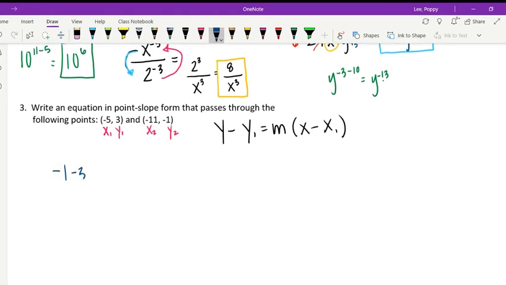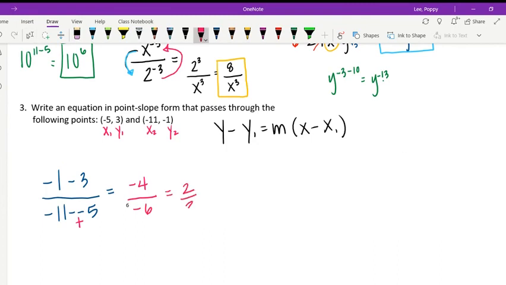We're going to do negative 1 minus 3 over negative 11 minus negative 5. Be careful, all those negatives right there. So up top, we have negative 1 minus 3 gives us negative 4, over negative 11 plus 5 is negative 6. So now reduce that. Negative over negative is positive 2/3. That is our slope. So our slope is 2/3.